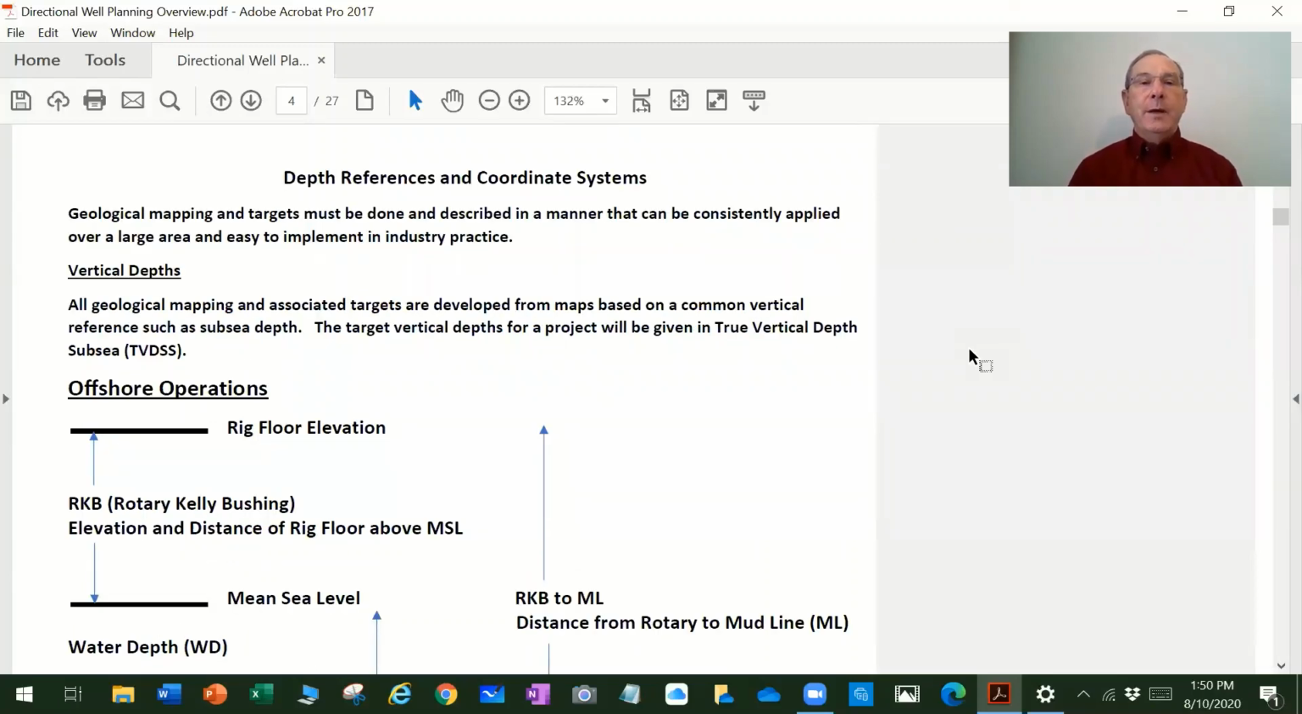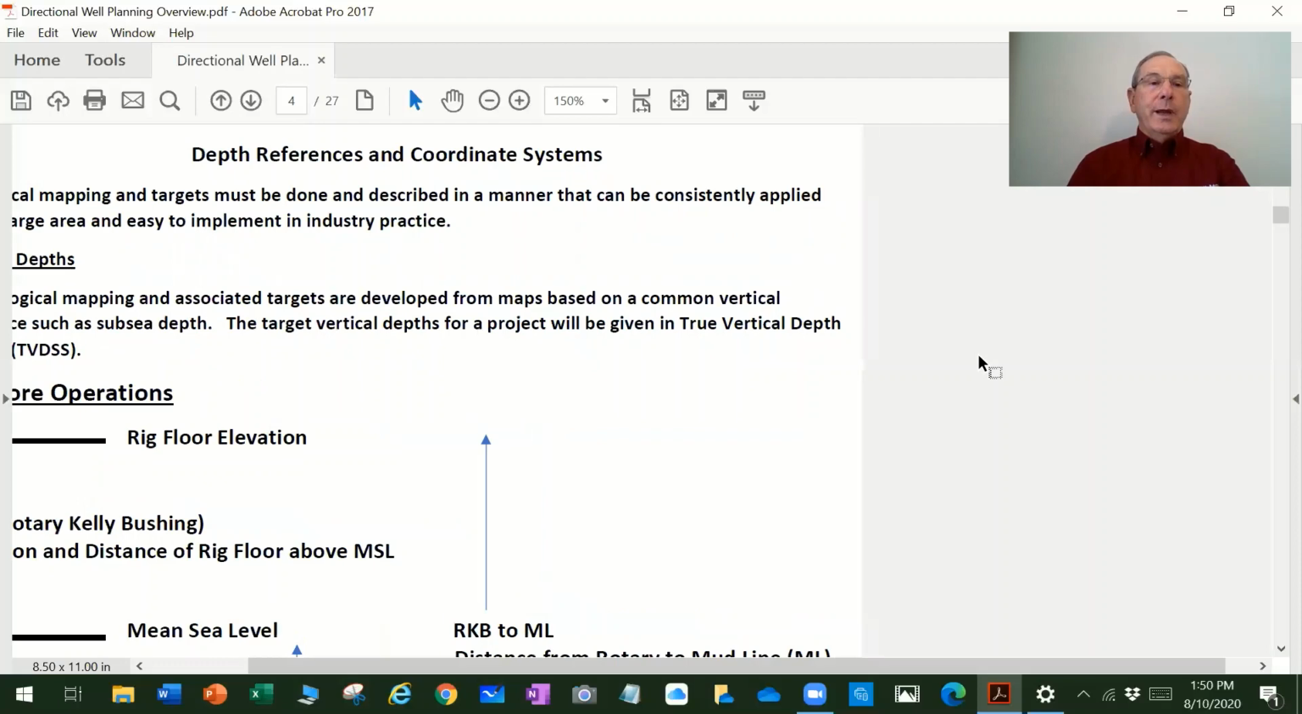The next section that we're going to review, we're going to talk about depth references and coordinate systems. So when we're talking about depth, we're talking about, I call it vertical distances that we use in drilling wells and planning wells. And then in the coordinate systems, we're talking about horizontal distances that we use based off of a grid system for the location of our either surface location or targets that we want to drill. The first one we will look at is vertical depths.